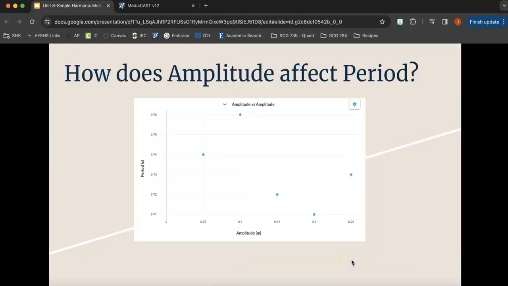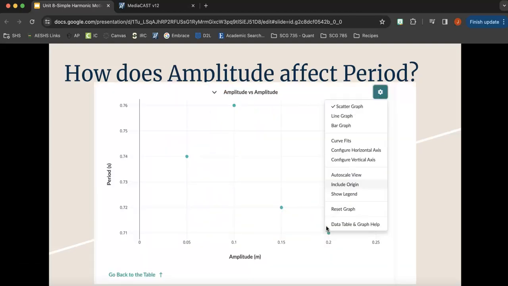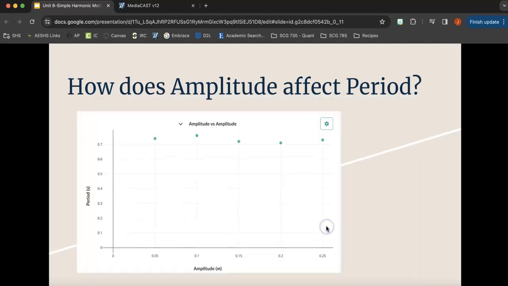All right, let's talk about the lab results from yesterday. How does amplitude affect the period? If your graph looked like this, that means you did not include the origin. You have to include the origin because when you do, all of a sudden your graph looks very, very different. All I did was zoom out the graph, so I'm looking at the data in a more comprehensive way.